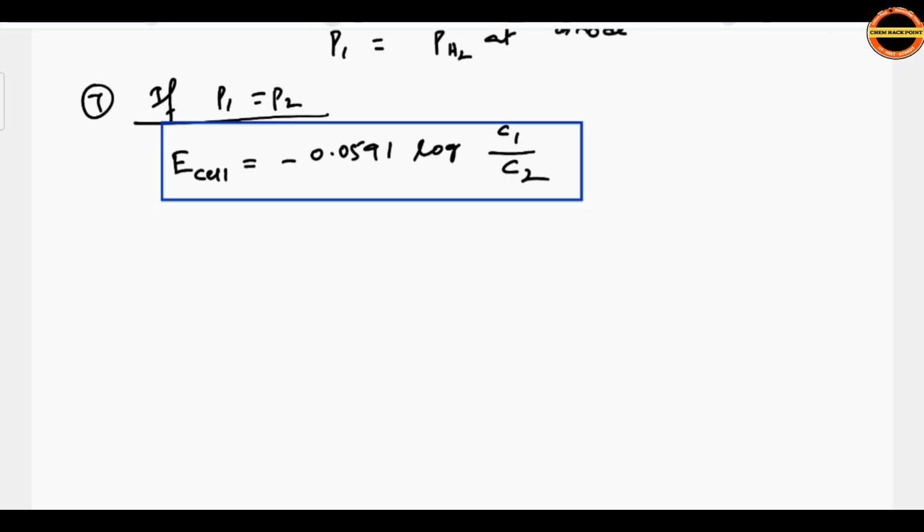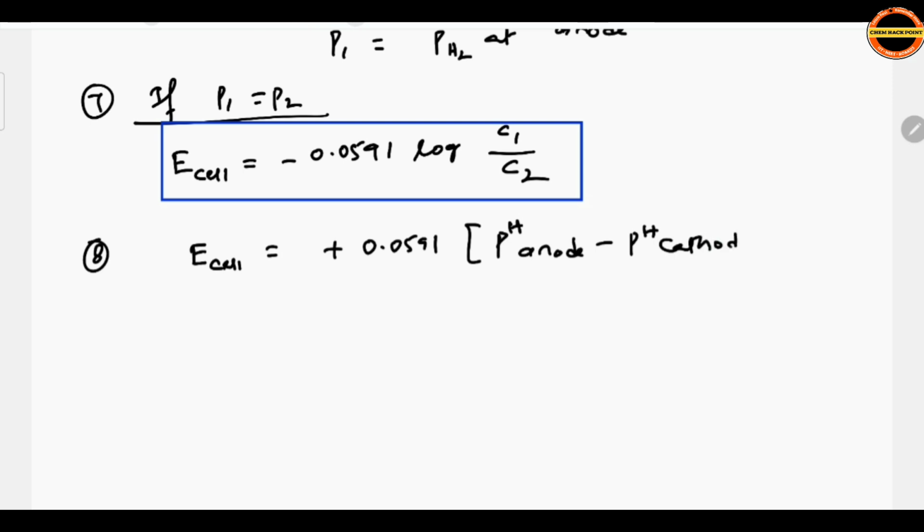Further, C1 is the concentration of H plus of anode, and C2 is of cathode. How can we modify this into the pH formula? If you modify C1 like E0 cell, which is the concentration of H plus of anode, E cell is equal to plus 0.0591. In terms of pH, you can write it as pH of anode minus pH of cathode. So one more formula we got here.